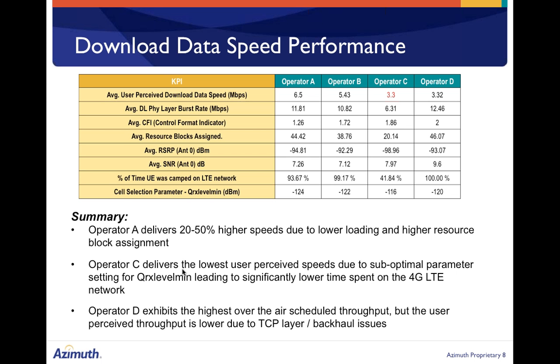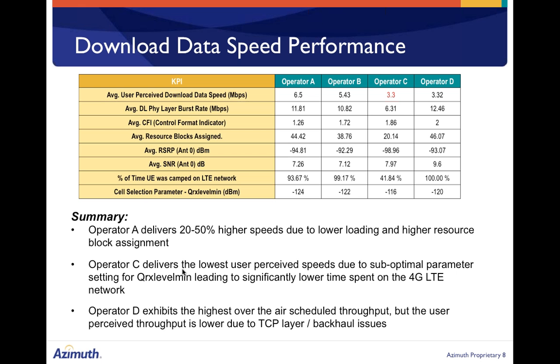So let's talk about operator A for now. It came out to be the best operator in the Boston suburb region. If you look at what happened at the physical layer, operator A had pretty good physical layer scheduled throughput. What this KPI means is, if all the upper layer effects were taken out of consideration, if you are not limited by backhaul or by your FTP servers and so on, what speeds are you perceiving over the air whenever you're getting scheduled from the network side?